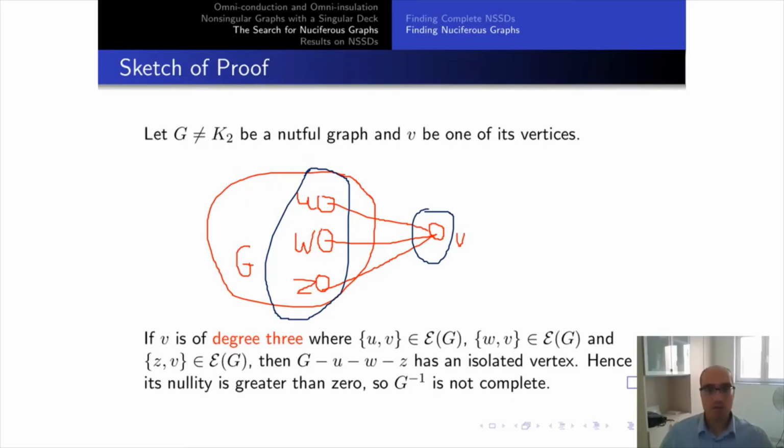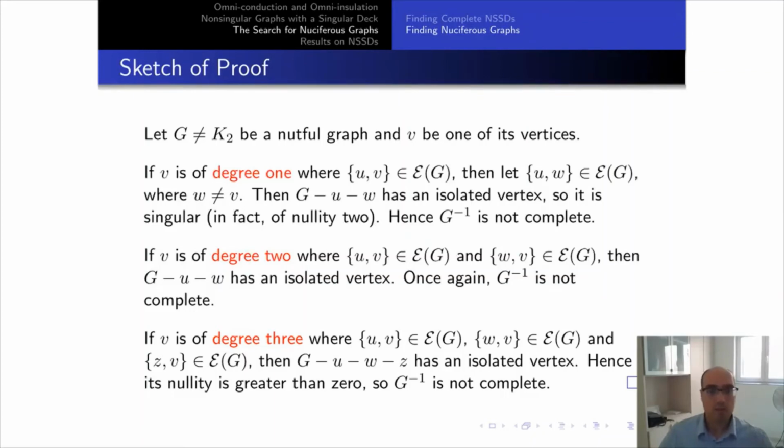Because of the theorem we have just shown before this proof, the resulting graph in the inverse must have at least one of the 3 edges in the triangle UWZ, which is not there, which is non-existent, meaning that G to the minus 1 is not complete, and hence G is not full.